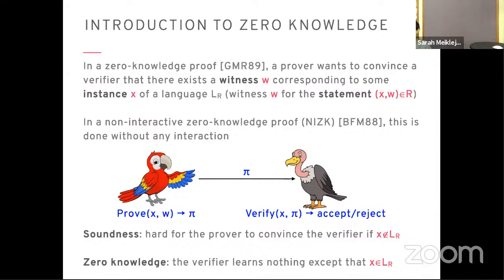And intuitively, there are two main security properties we want a zero-knowledge proof to satisfy. And these are soundness, which says that if the instance X is actually not in the language, then it should be really hard for a malicious prover to form a proof that verifies. So it should be hard for them to convince the verifier of essentially a false statement. And then we also want them to satisfy zero knowledge, which basically says that in deciding if this instance is in the language or not, the verifier should learn nothing else. They should only learn that the instance is in the language. And in particular, they really shouldn't learn anything about the witness.